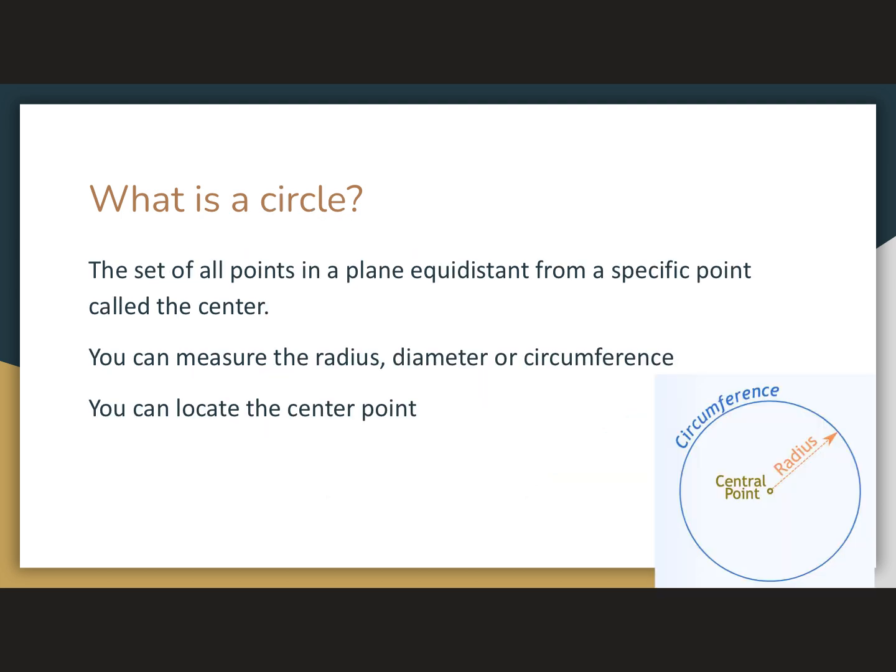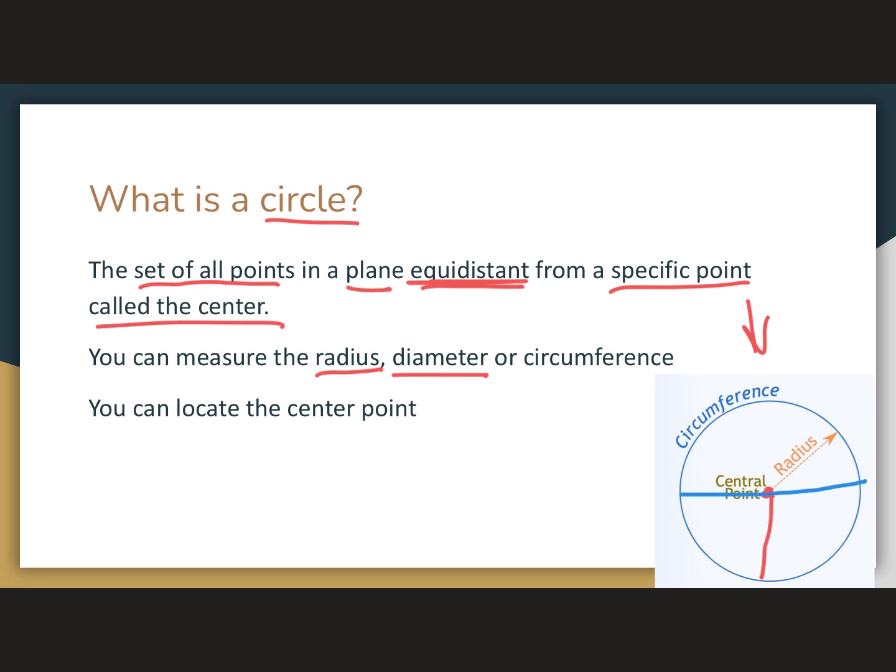Finally, let's talk about a circle. What is a circle? A circle is simply the set of all points in a plane that are equidistant, that's the same distance, from a specific point called the center. You see the picture down here. You can measure a radius, that's the distance from the center point to the edge. You can measure the diameter, which is the distance all the way across through the center. You can also measure the circumference, which is the distance around the circle.